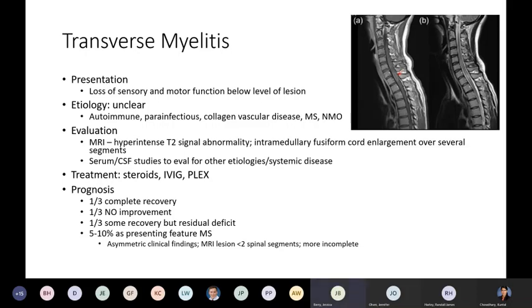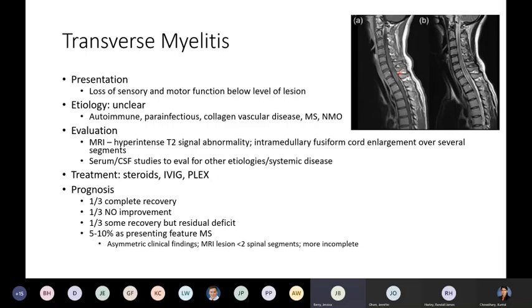You're also going to be doing a number of serum and CSF studies to evaluate for other etiologies or systemic disease primarily. Usually you'll see a pleocytosis in the CSF with transverse myelitis. Treatment can be steroids, IVIG, plasma exchange, or some combination of all of those.